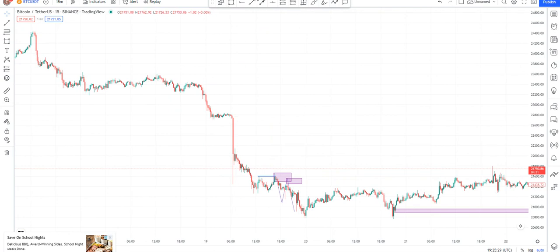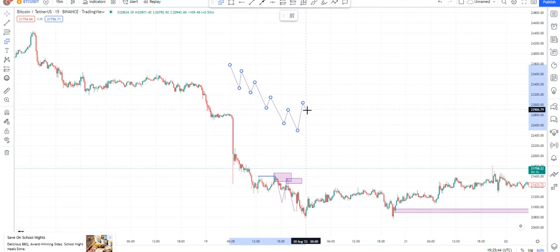So let's assume that we have a bearish move here, and we just turn around the bearish move, and then we bought at a sponsored candle here.